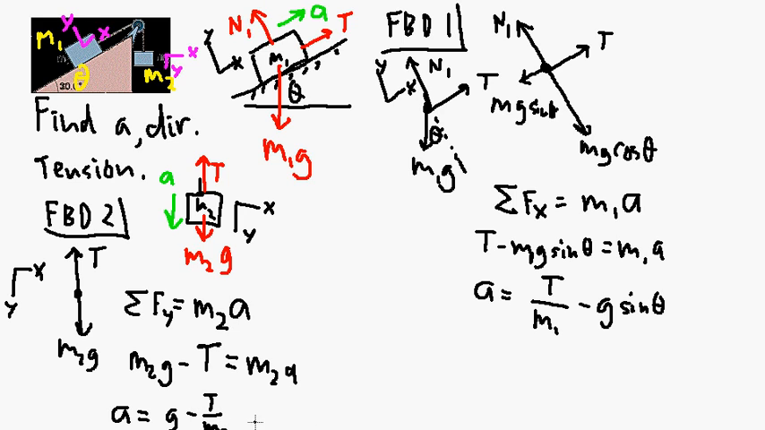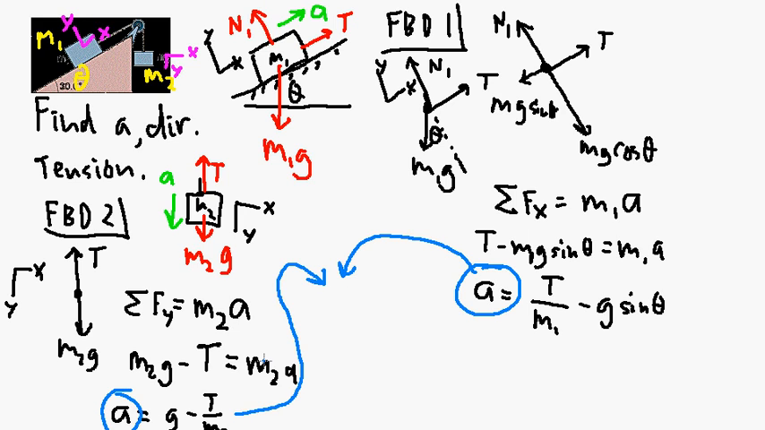Easy enough. Now you take these two equations, and actually I'm going to get a new color. Let's get this sort of cobalt blue thing. That's not bad. And put these two equations together. So this A and this A, we're going to set them equal. And what that's going to give us is G minus T over M2 equals T over M1 minus G sine theta.